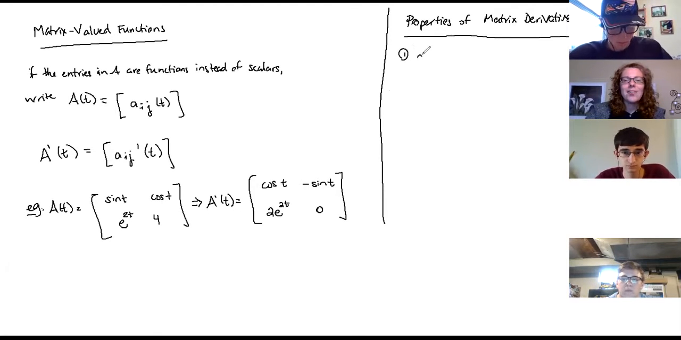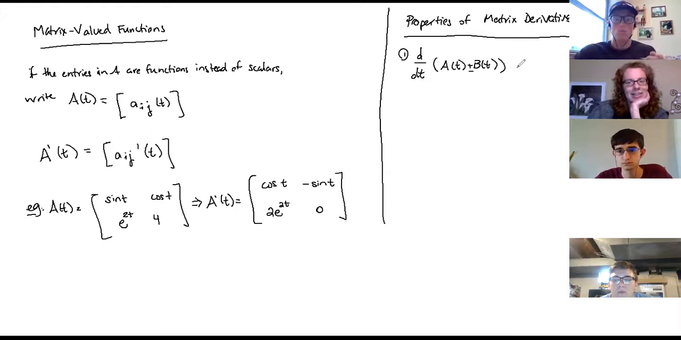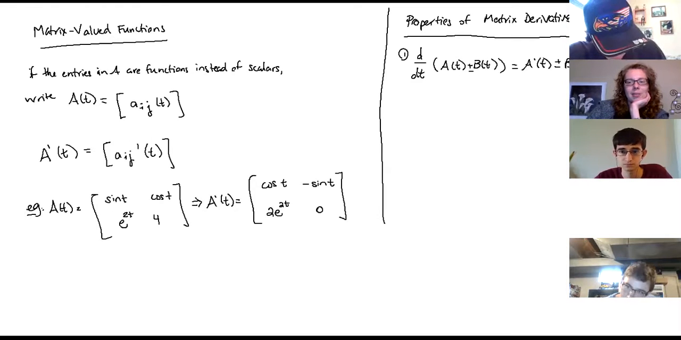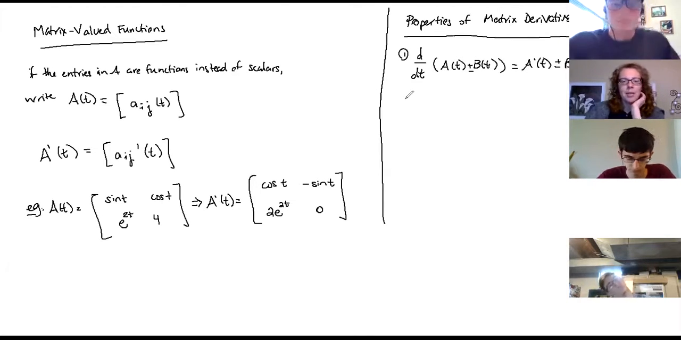First of all, if you want to take the derivative of A of t plus or minus B of t, remember that d over dt out in front means take a derivative. If you are adding or subtracting two matrices and want to take a derivative, I am sad I cannot ask you to give me this in class, but same idea. A prime of t plus or minus B prime of t. Easy, no problem, no big deal, all good. That's exactly what you would expect.